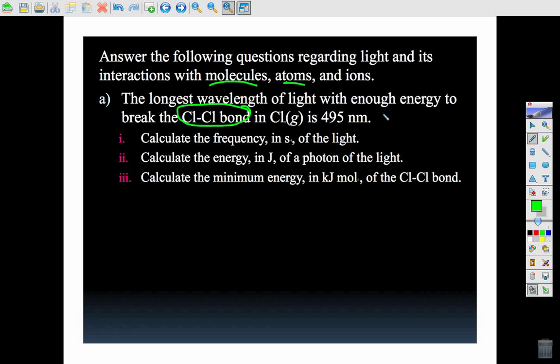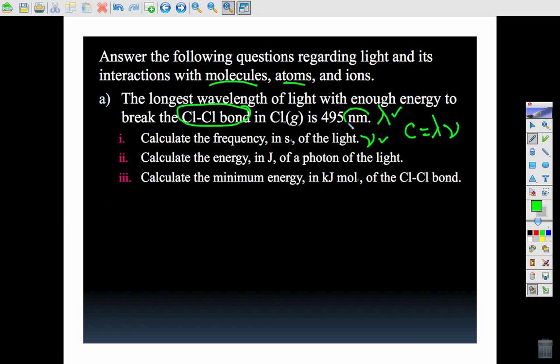Now, the first part gives us a wavelength and it asks us for frequency. Go ahead and start writing symbols by those numbers. Don't just circle the numbers, put the symbol by it. And I think if you do that, you will be led to our formula, which in this case, the speed of light is the wavelength times the frequency, or lambda nu.